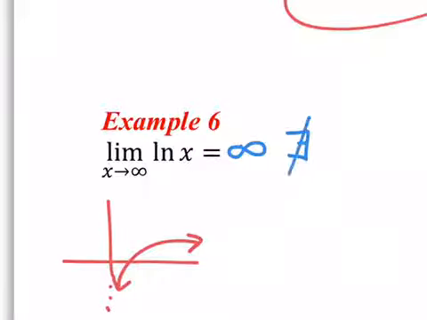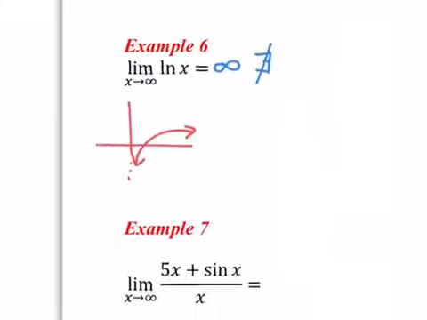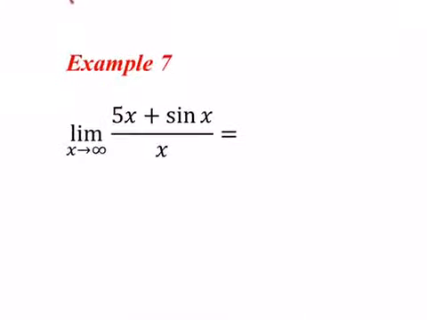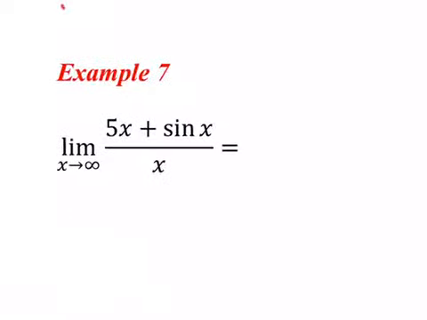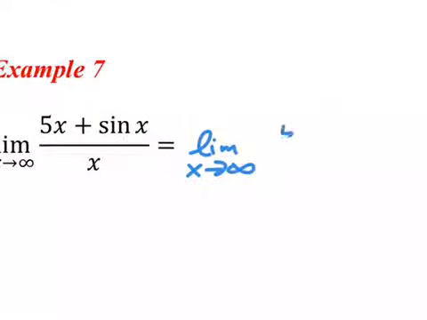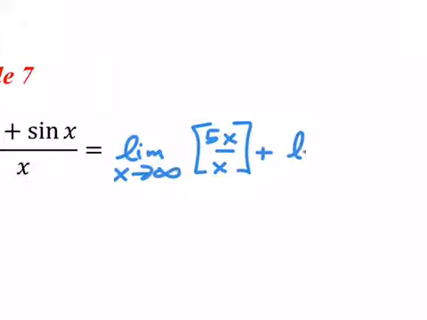There is no horizontal asymptote. Okay, last example. It's kind of funky, but I like it. I'm going to use properties of limits to rewrite this. So here is the limit as x goes to infinity of 5x over x. I'm splitting this up. Plus the limit as x goes to infinity of sine of x over x.